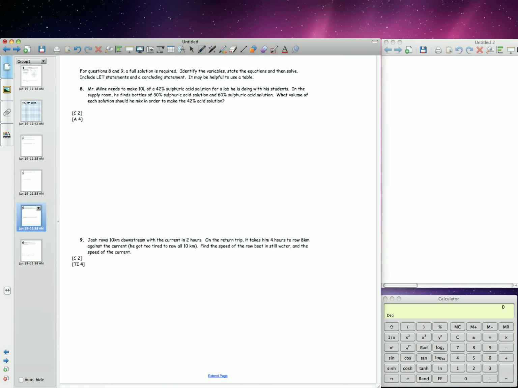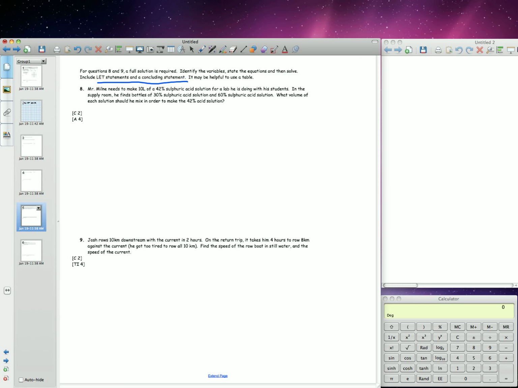It says for questions 8 and 9, a full solution is required. Identify the variables, so let x, let y equal something. State the equations, and then solve. Include let statements and a concluding sentence. It may be helpful to use a table if you need to.